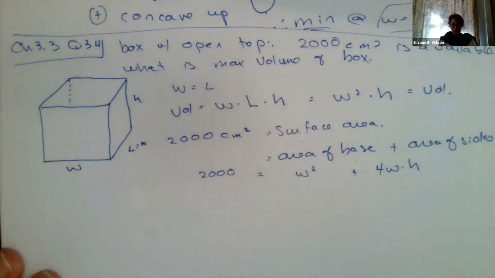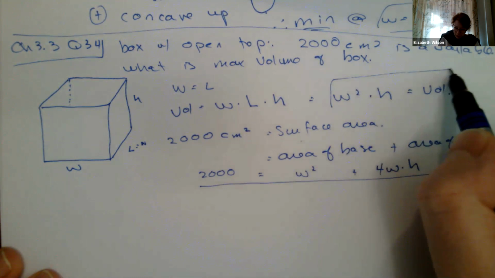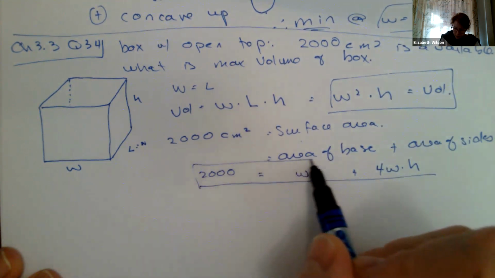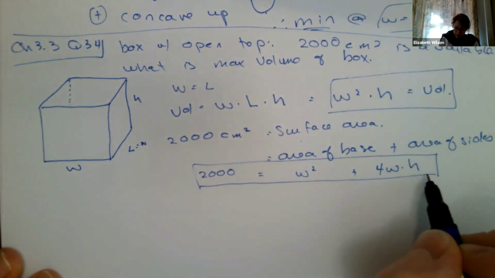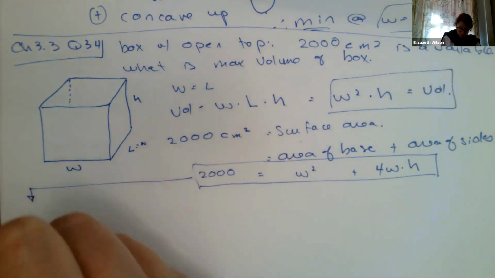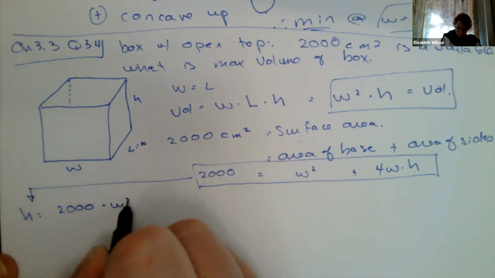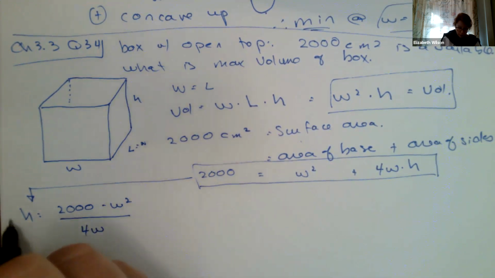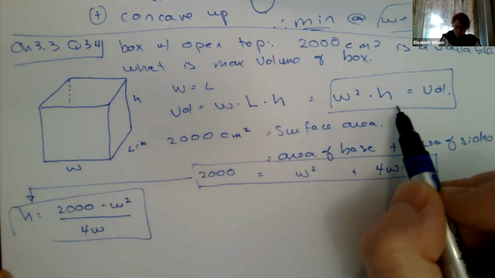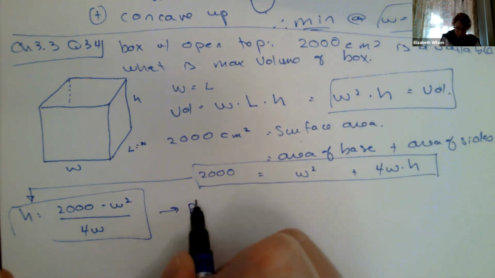So a picture is going to help you a lot, right? Because I'm going to need this equation and this equation here. So I'm going to take this equation and solve for H. So H equals 2,000 minus W squared, divided by 4W. So that gives me an H, and then my volume equation will just be in terms of W. So I'm going to plug that in.